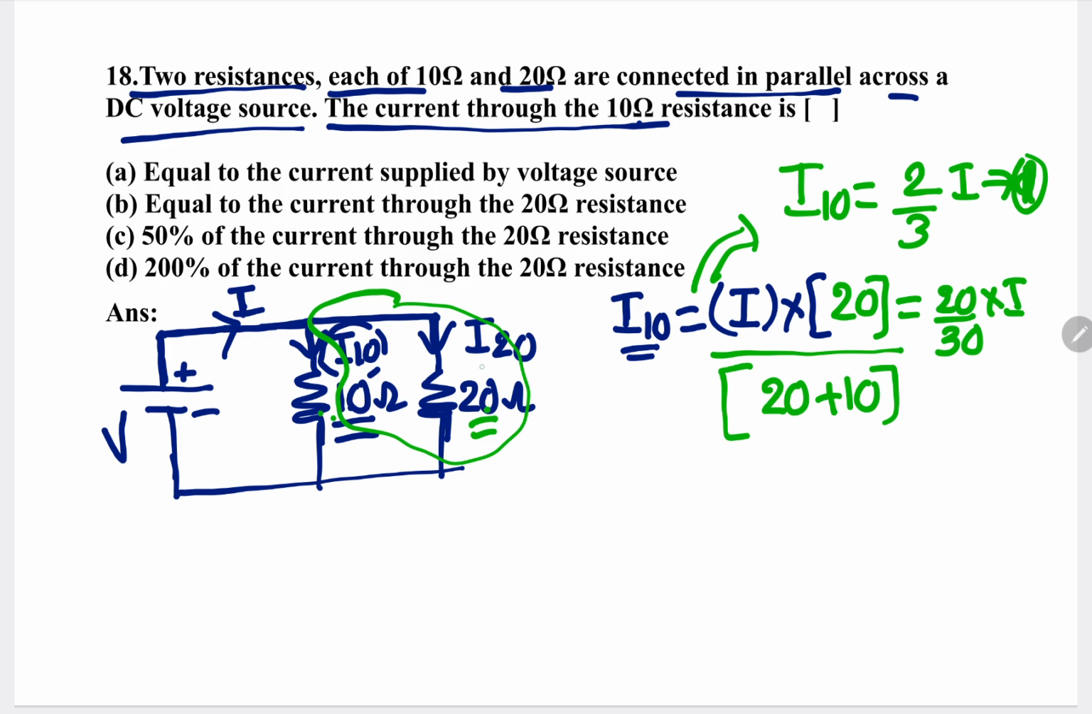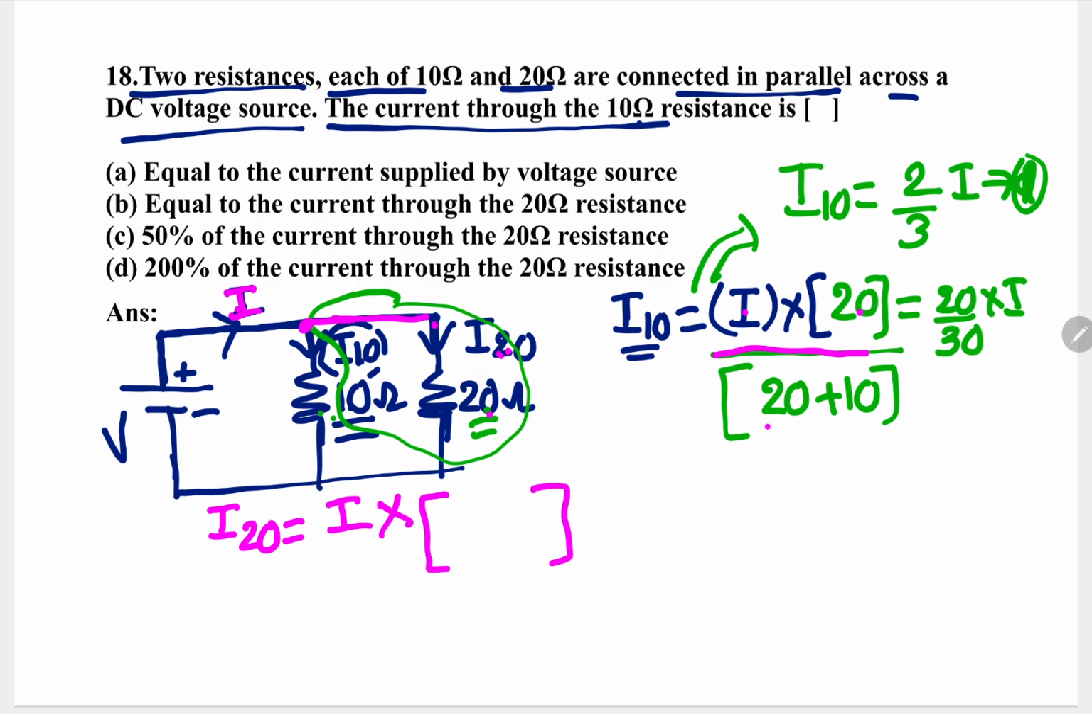Next, I'll calculate I20, the current through the 20 ohm. Again, total current into opposite resistance divided by sum of resistance in parallel. This current through the 20 ohm, I20, is coming from where? For I20, who is the total current? It is I. So this is I, total current, into opposite resistance.